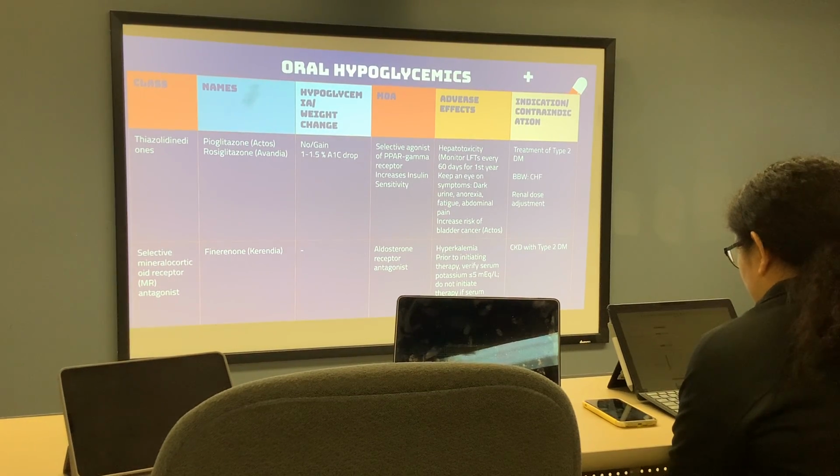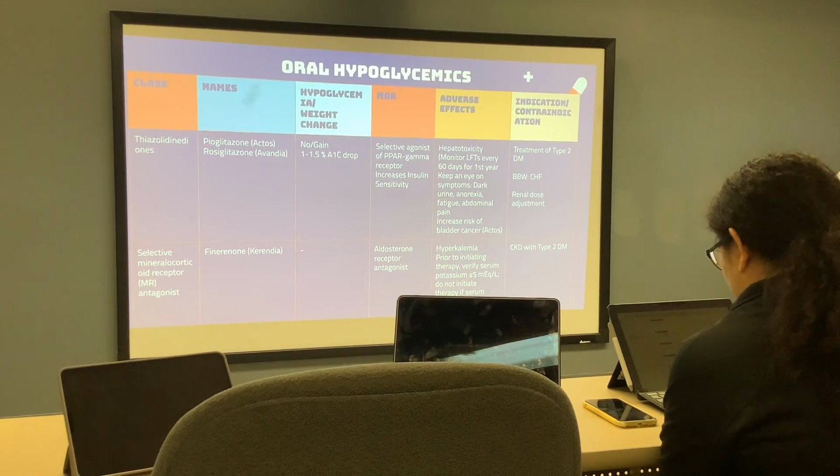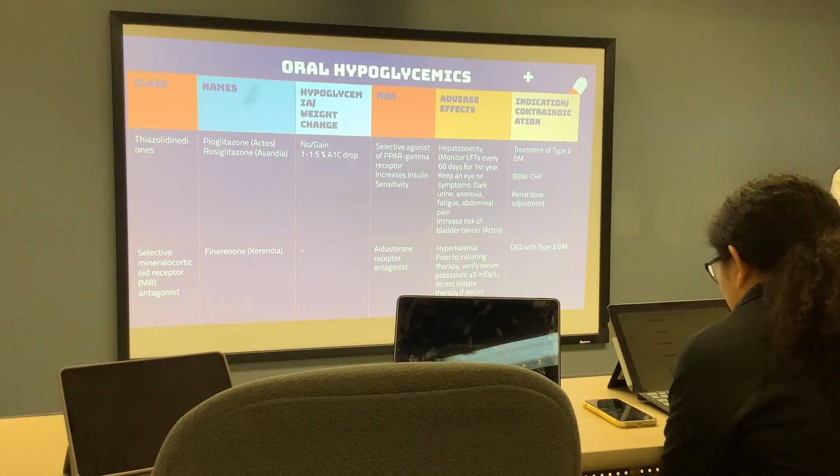So it's really important, prior to initiating therapy, to verify serum potassium is less than or equal to 5 milliequivalents per liter, and do not initiate therapy if serum potassium is greater than 5 milliequivalents per liter. And this one is helpful for patients with chronic kidney disease with type 2 diabetes mellitus, and specifically patients who do not tolerate an SGLT2 inhibitor.